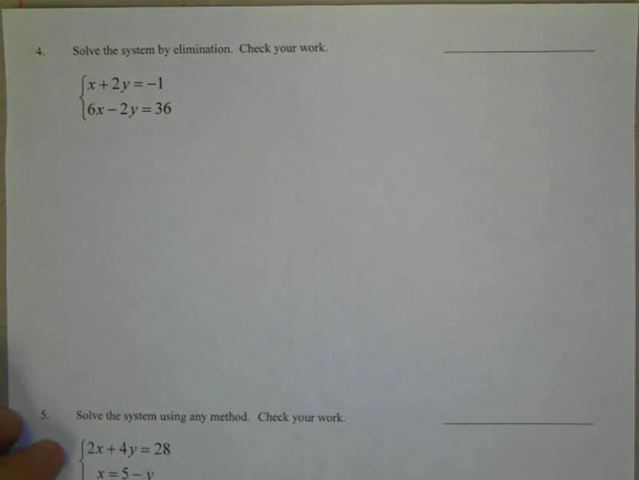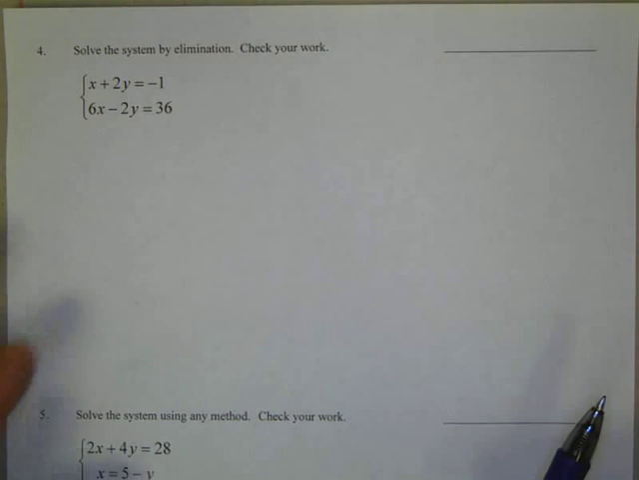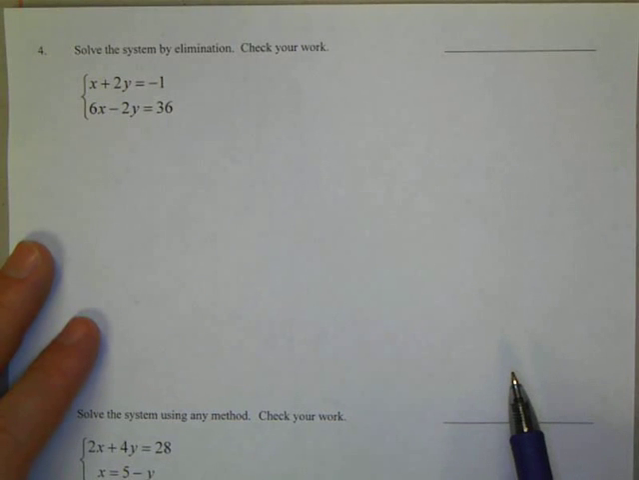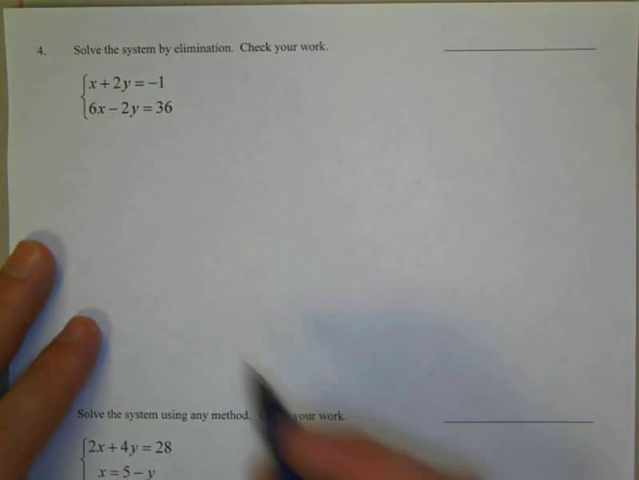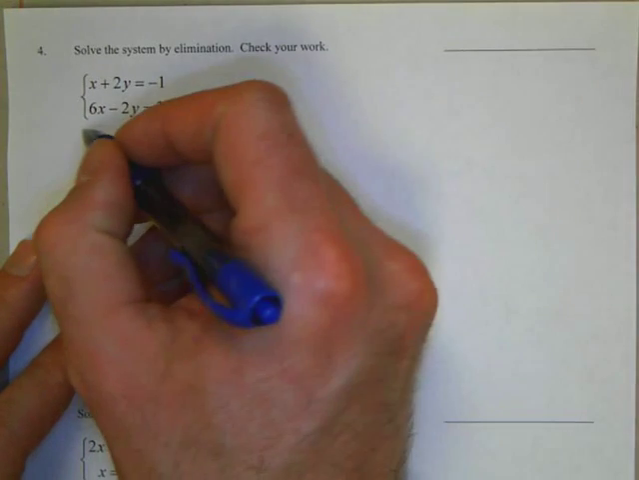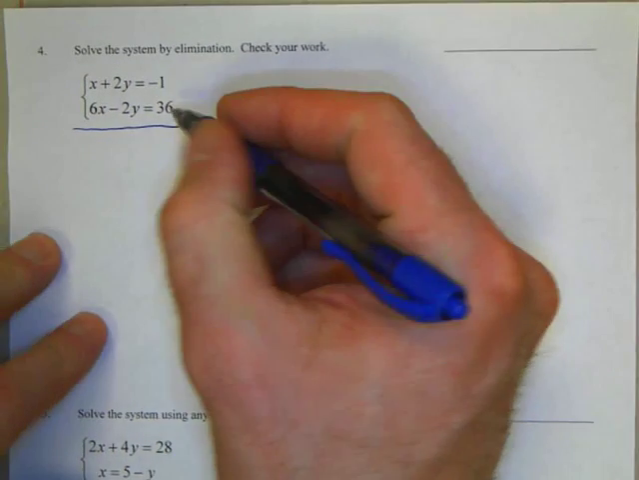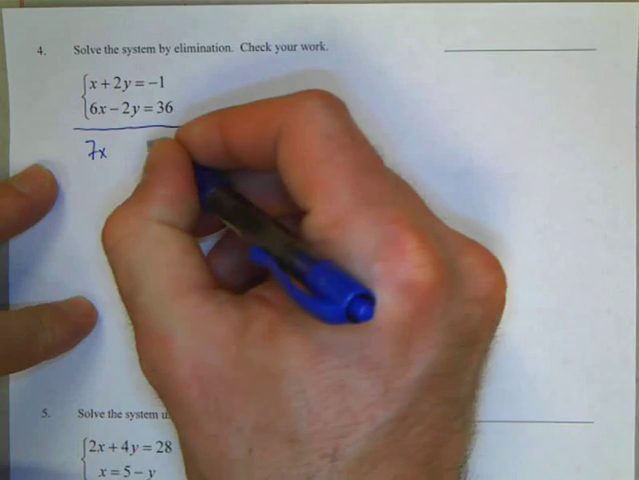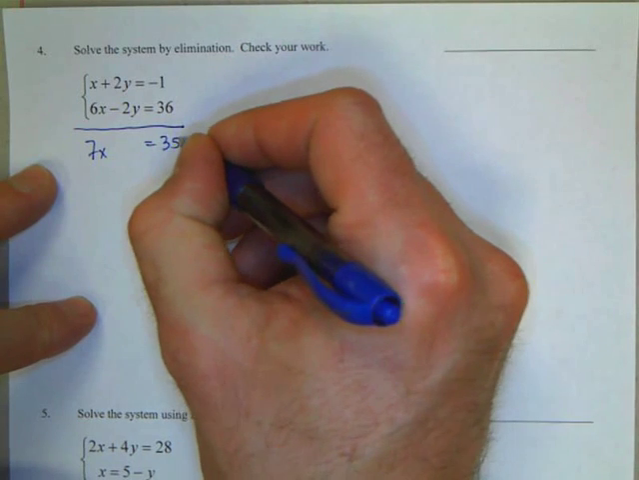This is part 2 of the practice quiz 7.1 to 7.3. On the first problem, we're asked to solve by elimination. So we look at our two problems. We have a positive 2y and a negative 2y. So what we're going to do is add these vertically and get 7x equals 35.